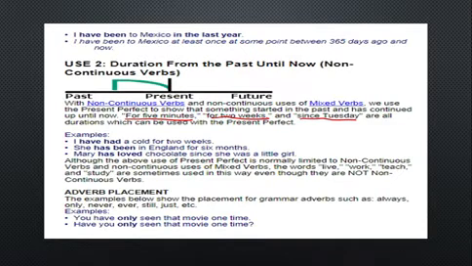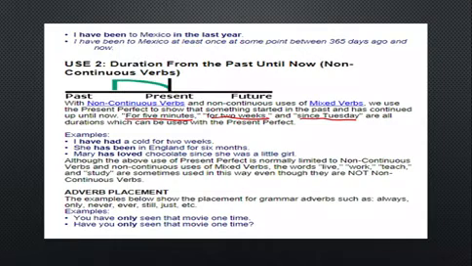Examples: I have had a cold for 2 weeks. Yo he tenido gripa por 2 semanas y todavía la tengo, ¿verdad? I have had a cold for 2 weeks. Con esta expresión no estoy diciendo que ya se me terminó, sino que la he tenido desde hace 2 semanas que me comenzó.